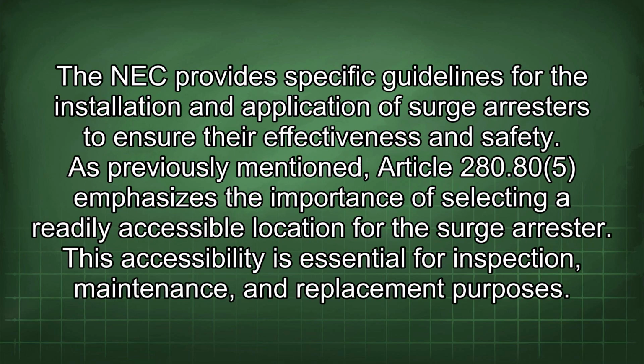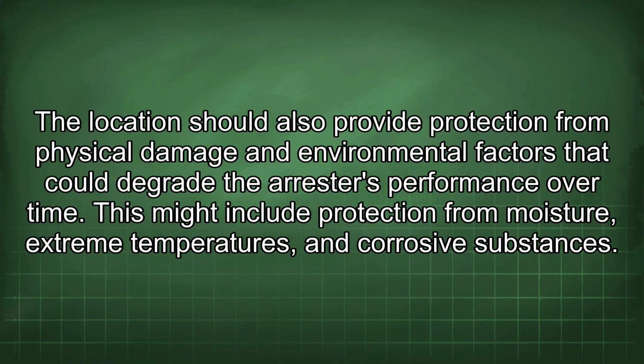The NEC provides specific guidelines for the installation and application of surge arresters to ensure their effectiveness and safety. As previously mentioned, Article 280.85 emphasizes the importance of selecting a readily accessible location for the surge arrestor. This accessibility is essential for inspection, maintenance, and replacement purposes. The location should also provide protection from physical damage and environmental factors that could degrade the arrestor's performance over time. This might include protection from moisture, extreme temperatures, and corrosive substances.